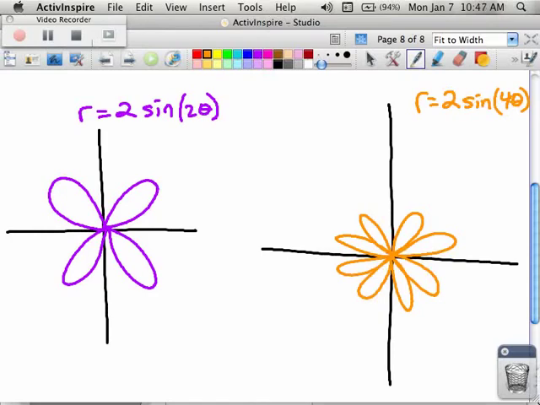And what I want you to look at is, number one, how many petals are there? And does that relate to anything? And number two, what is the length of the petal? And does that relate to anything?